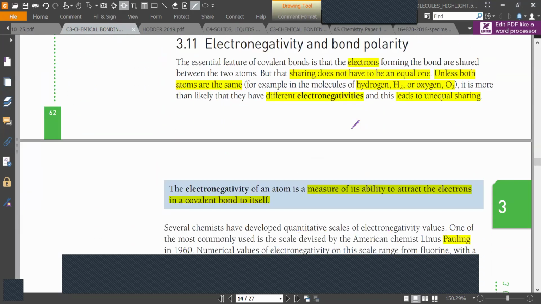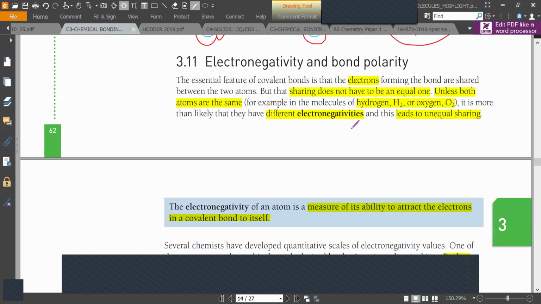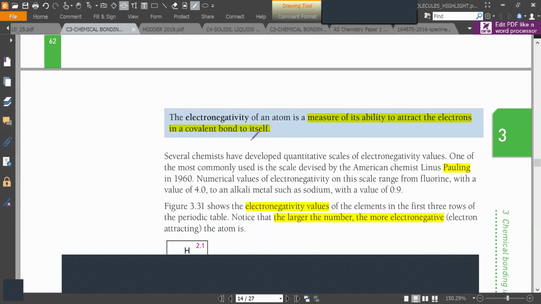Now electronegativity. In the IGCSE, we just learn about the covalent bond, just very basic. But in A levels, we'll learn about electronegativity because it affects the chemical reaction. With some knowledge about electronegativity, we can predict what happens in the chemical reaction. So it's useful to know.